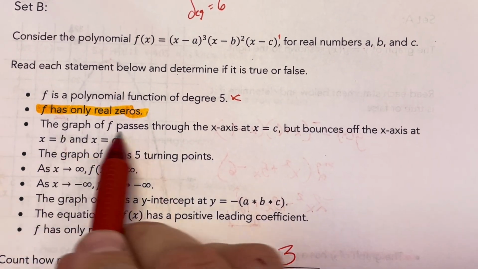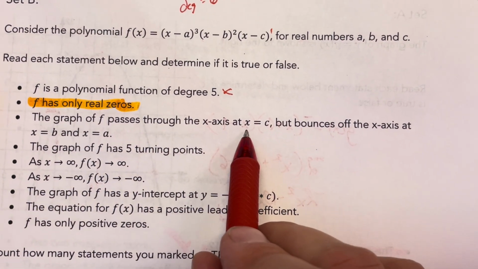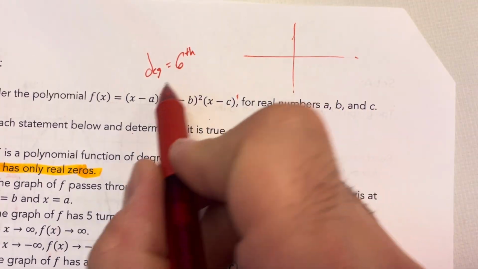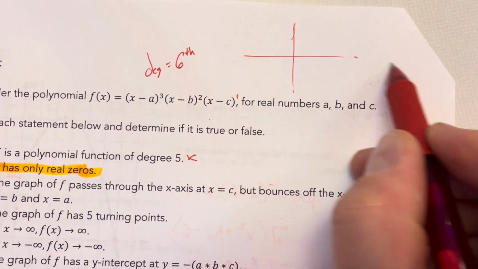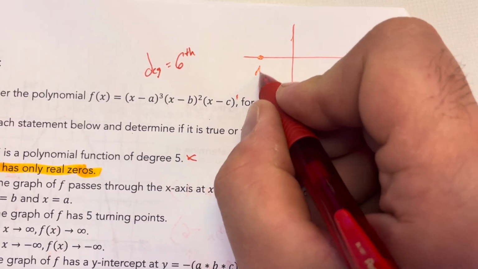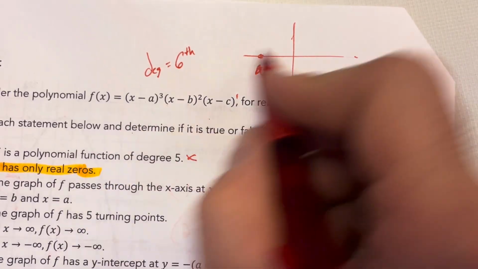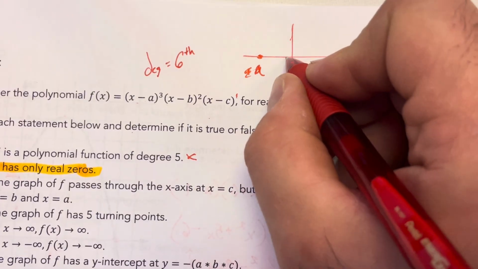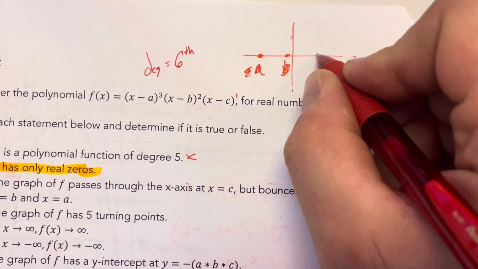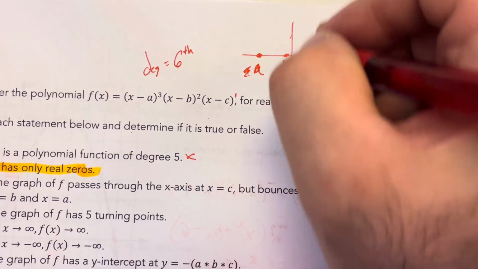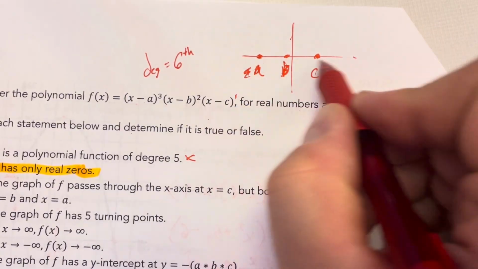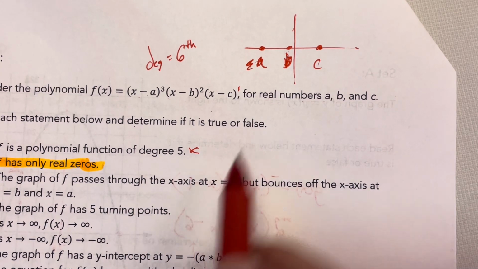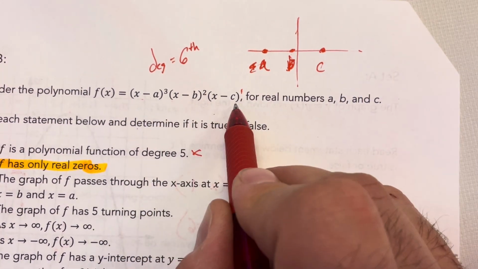All right, the graph of f passes through the x-axis. Okay, well, let's just think about this. If we have a graph, wherever A is, it doesn't matter. There's going to be a point A that it's going to have a zero at, at whatever the A value is, and then there'll be a B value, and then there'll be a C value. Don't worry about where this is, but there'll be 3 values, and they can be in different orders. The graph of f passes through the x-axis at each one of these. That's what this is saying, at each one of those.